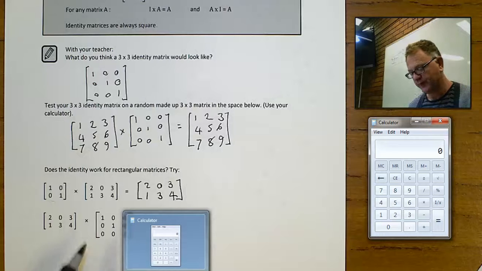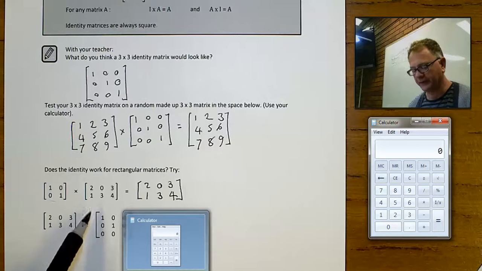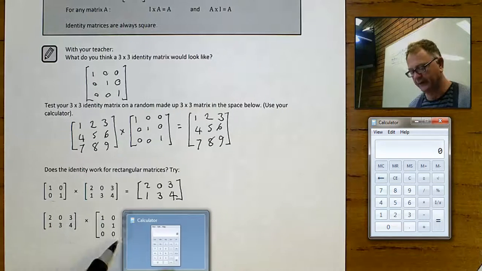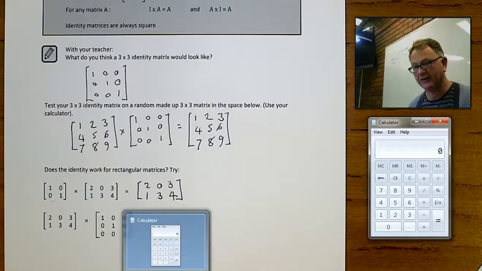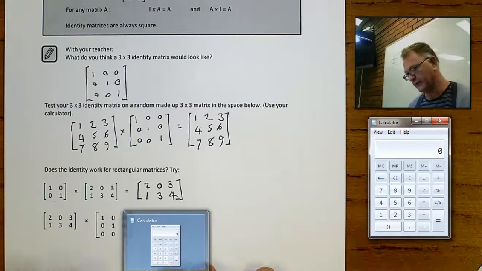If you do that multiplication in the opposite order, in other words, multiply this by an identity, we need to use a 3 by 3 identity because the number of columns in the first matrix must match the number of rows in the second matrix to be able to do any sort of multiplication. Now when we do it, let's see what we get.